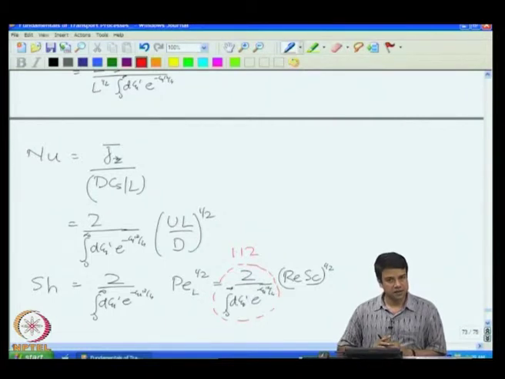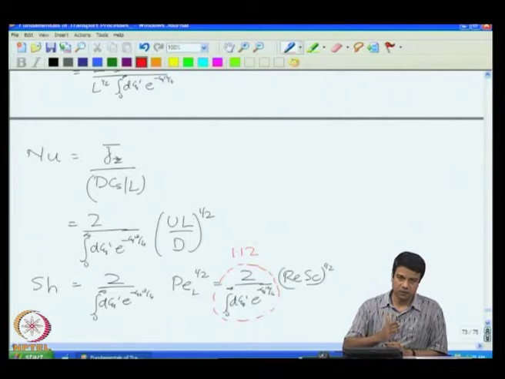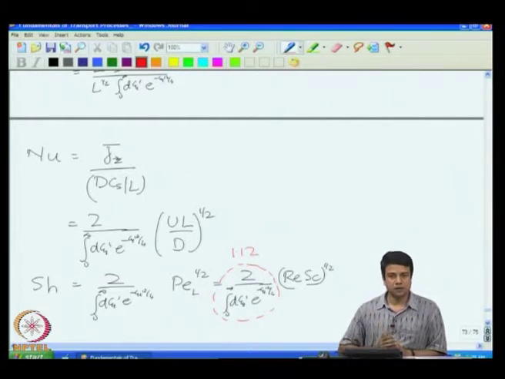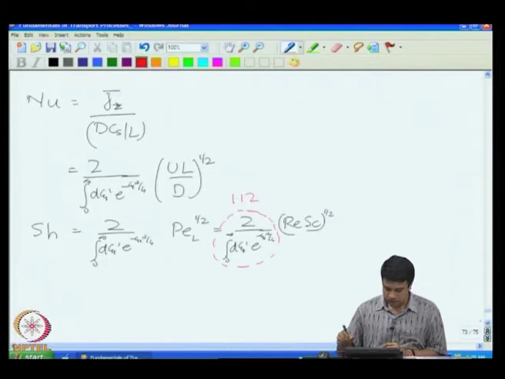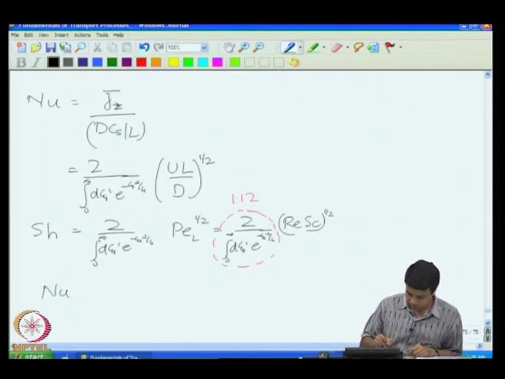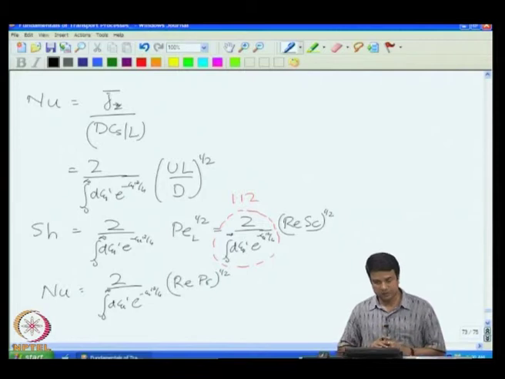Exact same analogy will work for heat transfer. If you had a heated gas near a fluid which is flowing down, which is a cool fluid, a commonly encountered configuration in, for example, cooling towers. In that case, I want to know what is the depth to which the temperature profile goes and what is the flux of heat at that interface. I would use exactly the same result. In that case, the Nusselt number will be equal to 2 by integral 0 to infinity d psi prime e power minus psi prime square by 4 times the Reynolds number times the Prandtl number power half. So, that is the exact same analogy for heat transfer.